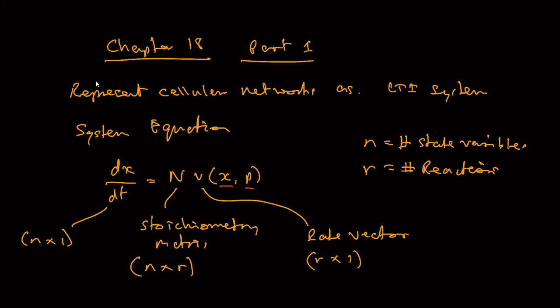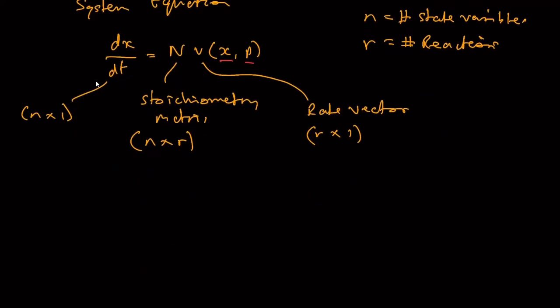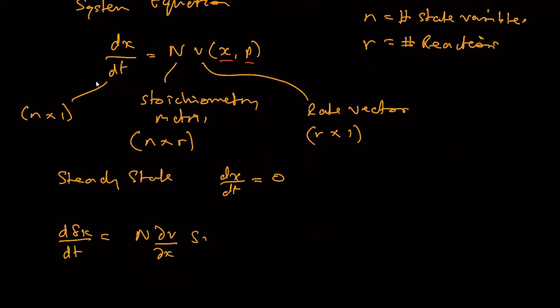Now, the rate vector itself is potentially nonlinear, so we want to linearize this in order to study it. I won't go through it, I'll just state what the linearization is. We'll linearize around steady state, so dx by dt equals 0. If I do that, we get something you might be familiar with: the rate of change of the displacement equals N dv by dx, delta x, plus N dv by dp, delta p.